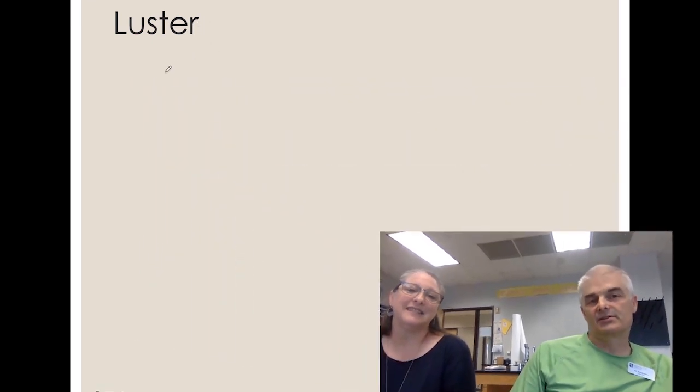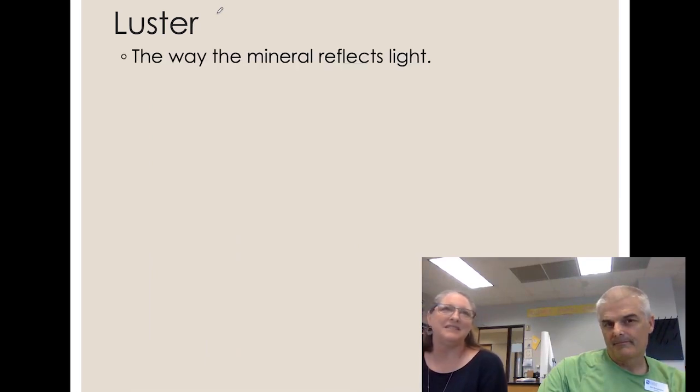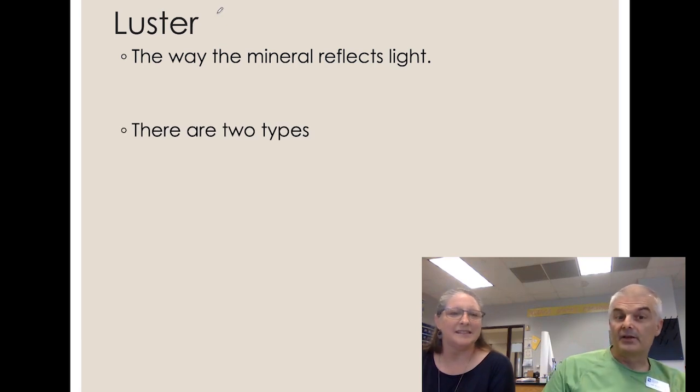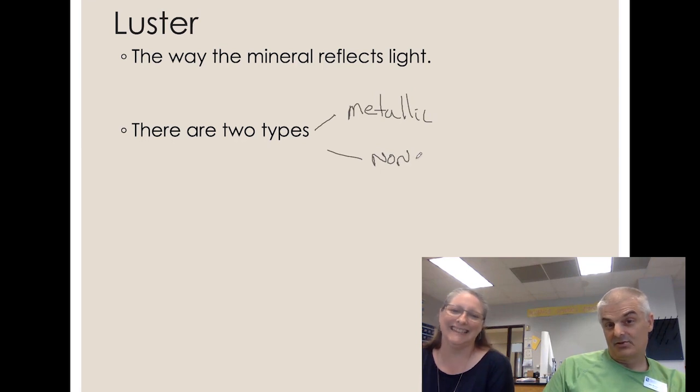So what is luster? Luster is a reflection of light. So maybe you could say shininess. Okay, so the way a mineral reflects light. Okay, that works for me. Some of it's shininess. And there are two types of shininess: metallic and non-metallic. So basically shiny and not shiny. Shiny and not shiny. So metallic and non-metallic. Yes.